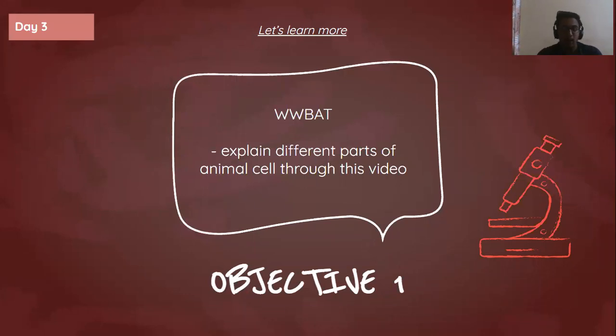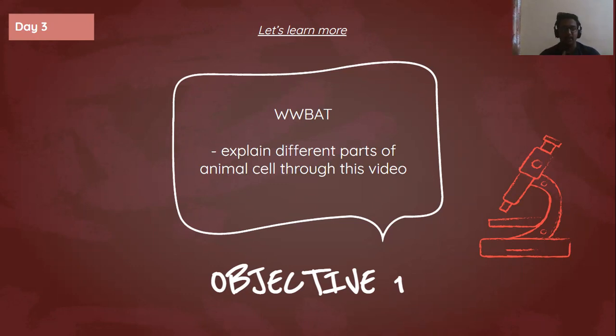Please write this objective down also in your book. First, write the topic, write day 3, write how you are feeling, and then write this. What is the objective? To just read the objective, we will be able to explain different parts of animal cell through this video. So, parts of animal cell.